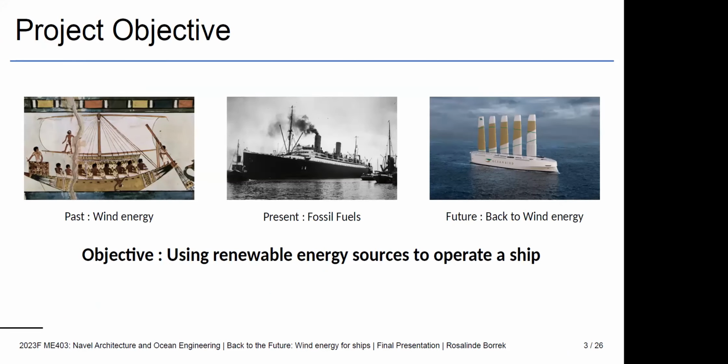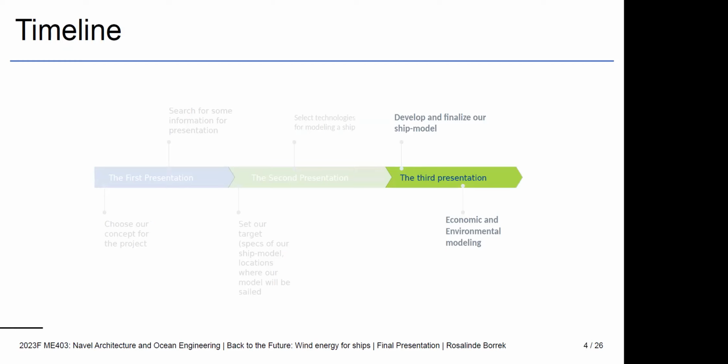Our project objective was that in history, the main energy source for shipping was wind energy. And it then got replaced by fossil fuels at some point, but because of reasons everybody's probably aware of, we should now try to use less fossil fuels than before. And our idea was that maybe we can try to go back in time and use wind energy again. And for the timeline, we are now at our third and final presentation, where we wrap up the project by finalizing the model and calculating our results.